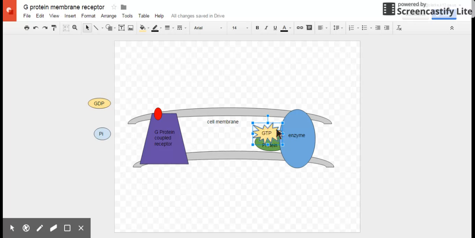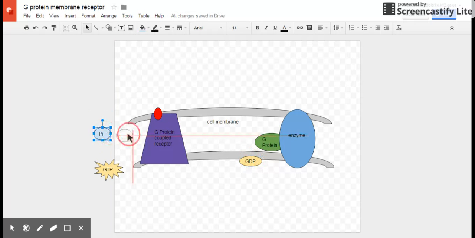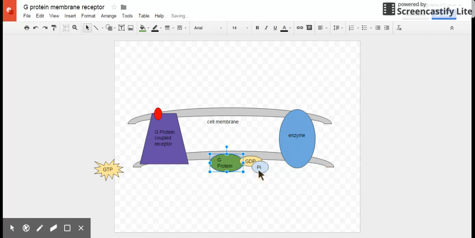So this enzyme then hydrolyzes the GTP bound to the G protein to GDP. So this is hydrolyzed, then you get some GDP out of that again. And also another product is inorganic phosphate. And after that, this G protein comes back to what it was doing, sitting on the membrane with its GDP, and this inorganic phosphate goes off and is useful somewhere.